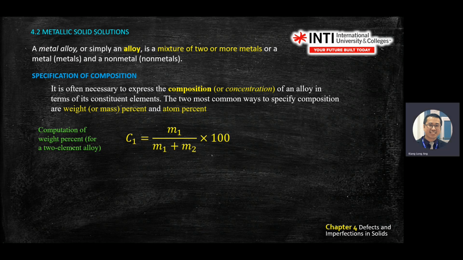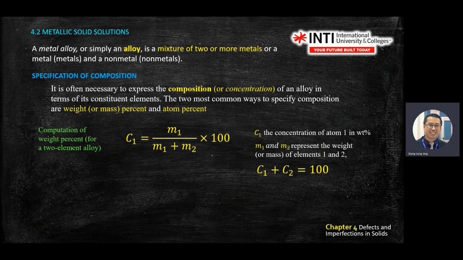We can either use weight percent or atom percent. The first equation is in weight percent, or in industry you will see wt%. This one is very popular in assessments, tests or the final exam. You will be given a weight percentage and calculate the missing M, or you are given the M and then calculate the weight percentage.